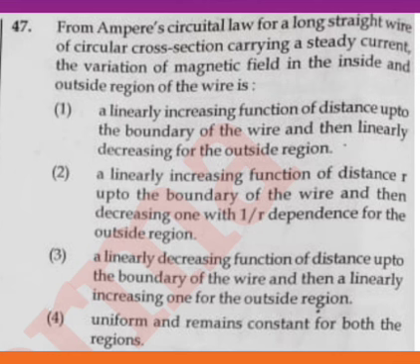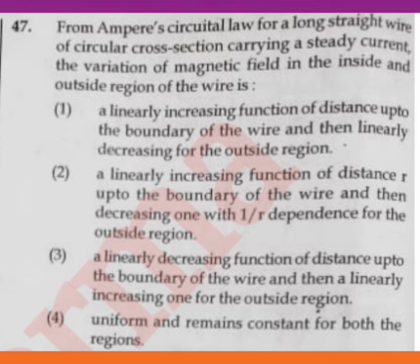Option 3, a linearly decreasing function of distance up to the boundary of the wire and then a linearly increasing one for the outside region. Option 4, uniform and remain constant for both the regions. Correct answer is option 2, a linearly increasing function of distance r up to the boundary of the wire and then decreasing with 1 by r dependence for the outside region.